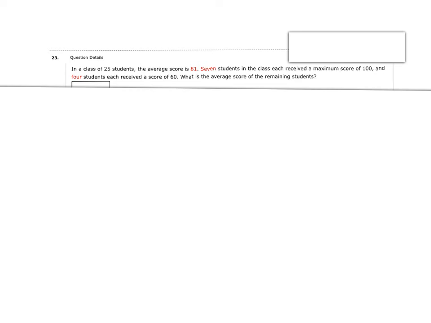All right. Next up here, it says in a class of 25 students, the average score is 81. 7 students received a maximum score of 100. 4 students received a score of 60. What's the average on the remaining? Okay, so we know I have 25 students, so I'm just going to make a big average fraction, make it 25 down there. And then I know their average is 81, so I'm going to set that equal to 81.